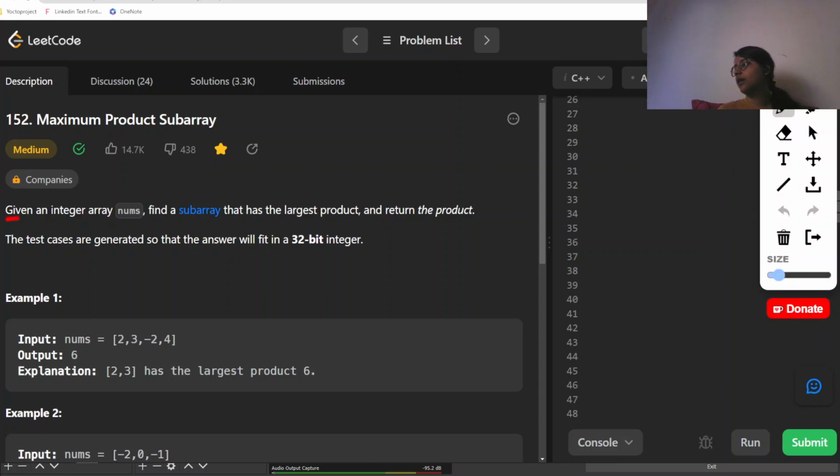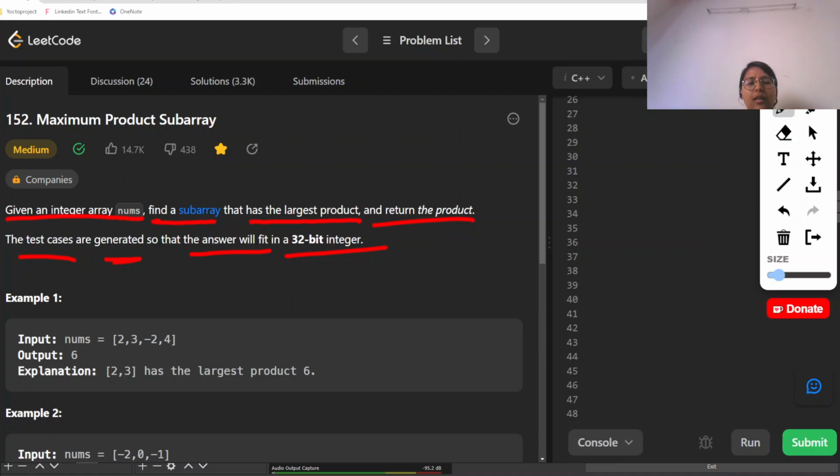Okay. Given an integer array nums, find a subarray that has the largest product and return the product. The test cases are generated so that the answer will fit in a 32-bit integer. So basically, whatever input array is given to us, we are required to figure out the largest product subarray out of them.